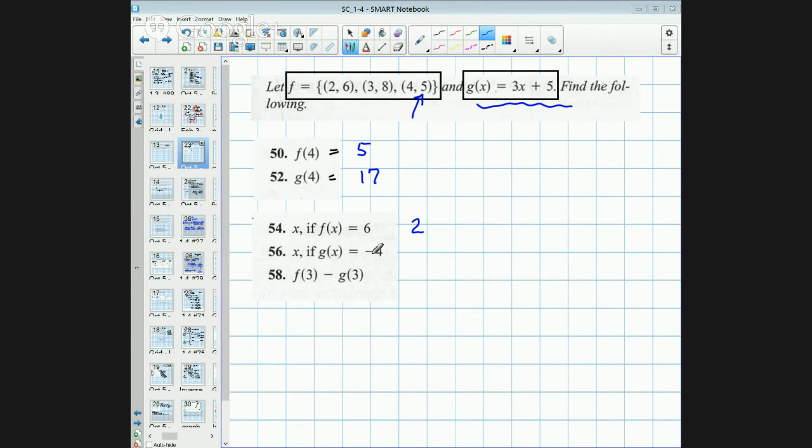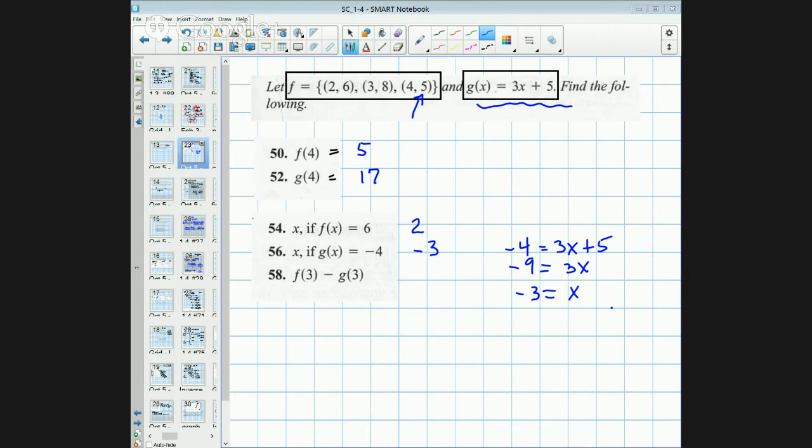All right, if g of x is negative 4, can you tell me what x was? Well, here we have an equation. If the answer is negative 4, notice I just plugged in the answer, negative 4, and then the function. Can you figure out what x is? Well, sure, a little bit of algebra. Right, negative 3. And then sometimes you get a combination like we have in 50.